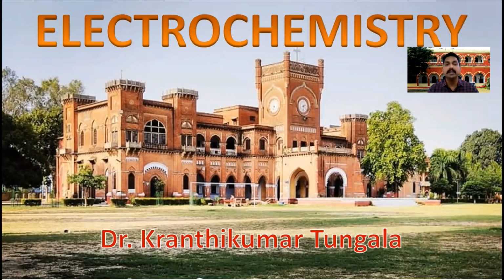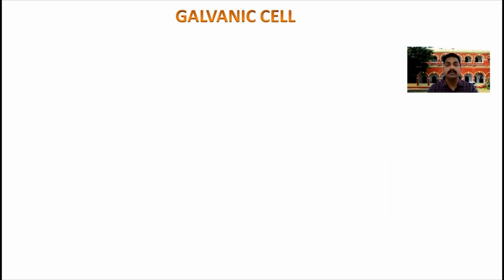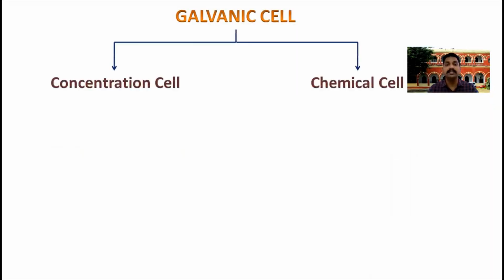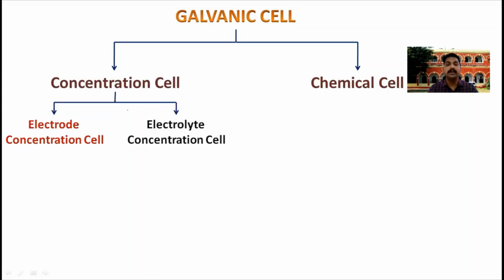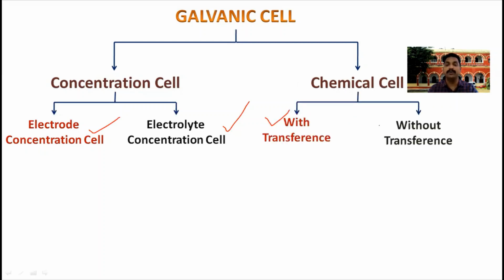In our previous class, we have discussed the classification of galvanic cells. We have seen that galvanic cells are of two types. One is concentration cell and another one is chemical cell. Again, concentration cells are of two types, electrode concentration cell and electrolyte concentration cell. Similarly, chemical cells are also of two types, that is with transference and without transference.